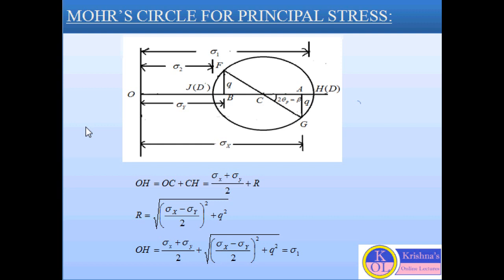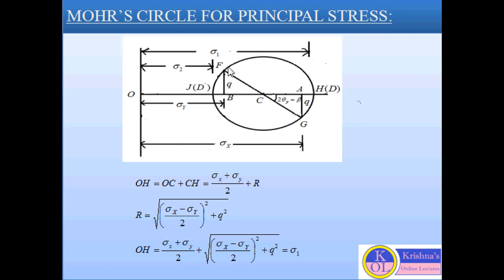The first step is to locate the principal plane. For that, mark origin O at any point, then mark OA and OB equal to sigma x and sigma y at some scale. At point A, draw a perpendicular AG equal to q in the downward direction, and similarly draw a perpendicular BF in the upward direction, also equal to q.